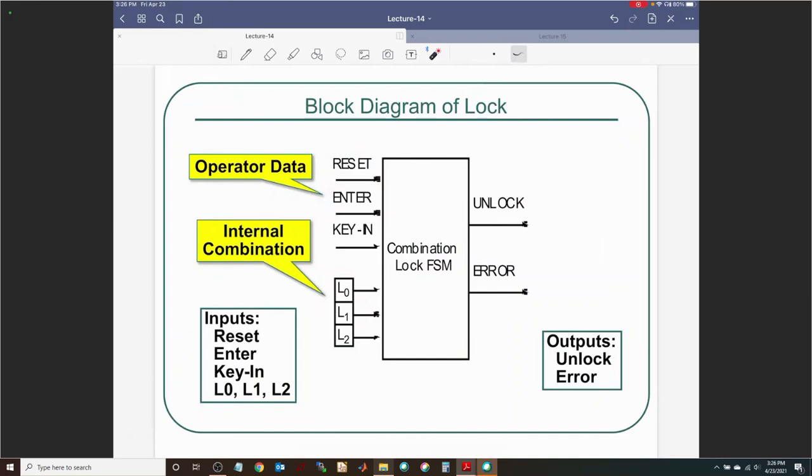The output of this combination lock FSM is either going to be to unlock the door or to illuminate the error LED. So there are two outputs here, unlock and error. And there are a number of inputs: reset, enter, key in. Those are the three over here. Any user will use these three. But there are also three other input bits that are set by the owner. So that's an internal combination, but that's also an input.